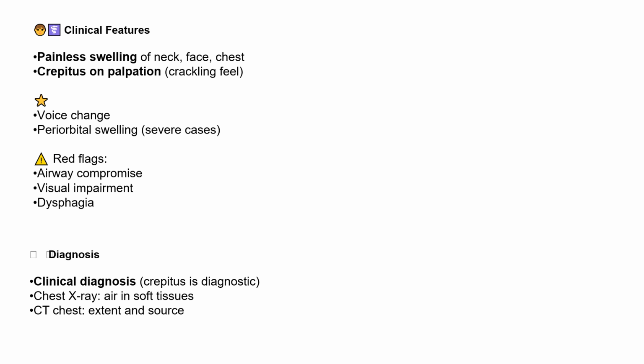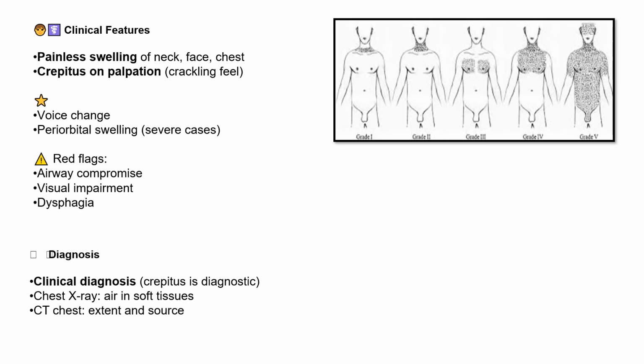So in subcutaneous emphysema, how can we classify? How can we grade it? Grade 1, 2, 3, 4, 5, according to the involvement of the subcutaneous emphysema, right? Grade 1 is mainly below the neck area, and it also extends to the neck, face, and chest wall. So with that, it is classified into grade 1 to grade 5.